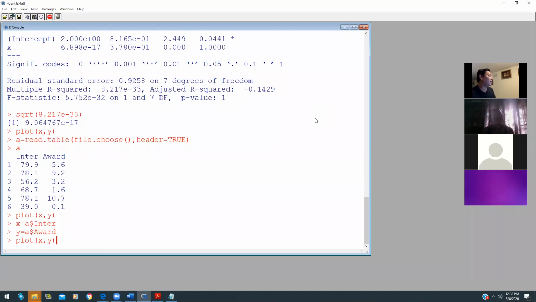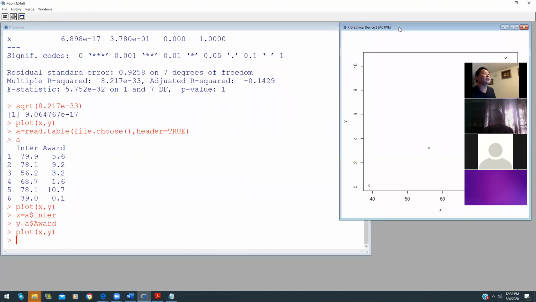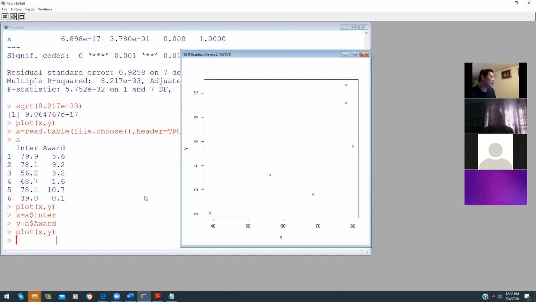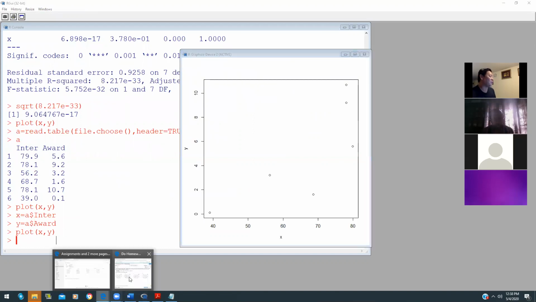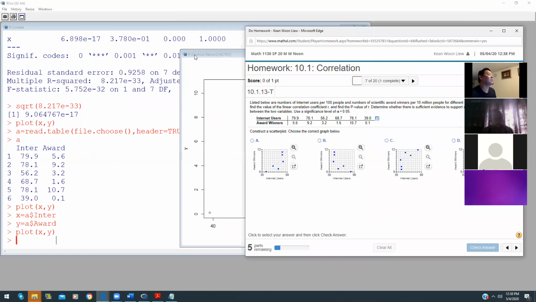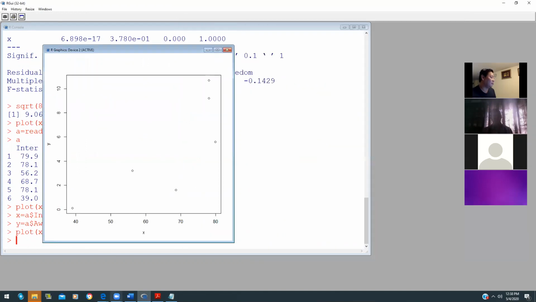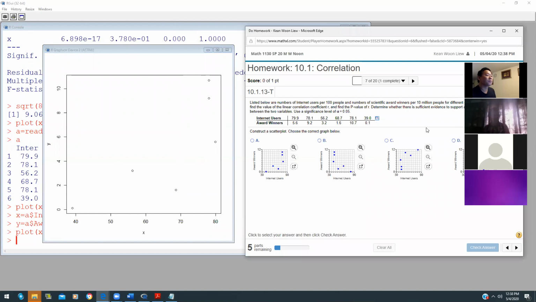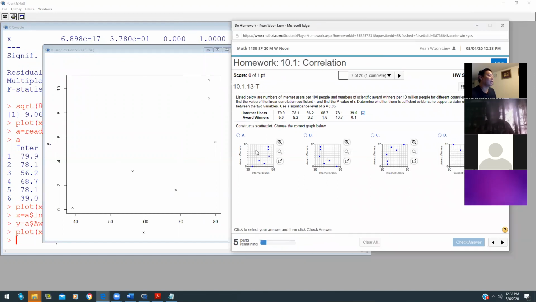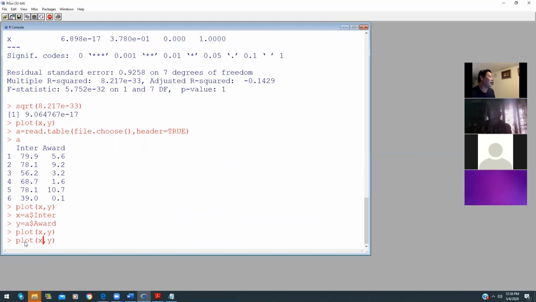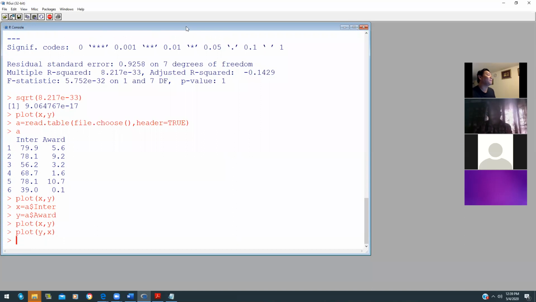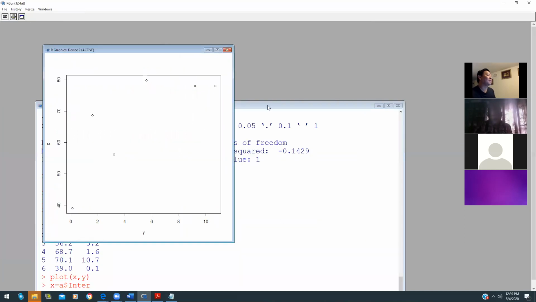Now we do plot XY. So this is the scatter plot, and you can just match it with the multiple choice, because this is a multiple choice. So which one looks like this? Looks like A, right? Looks like A here. Okay. Do you know what happens if you switch your Y and X around? If you put Y and X, does your scatter plot look the same? No, your scatter plot is different.